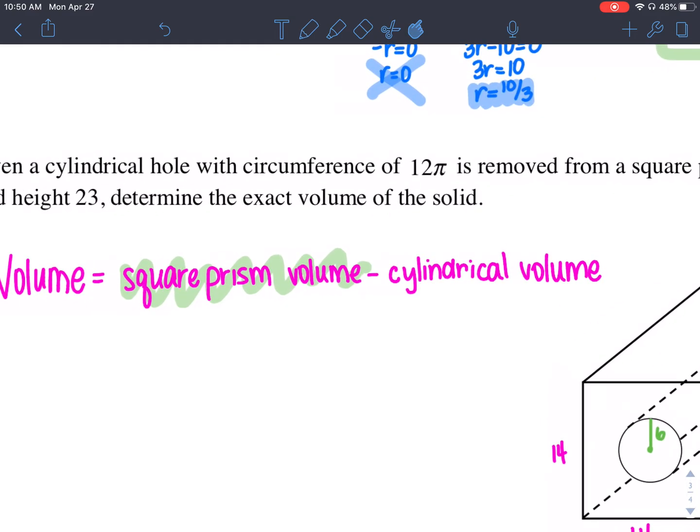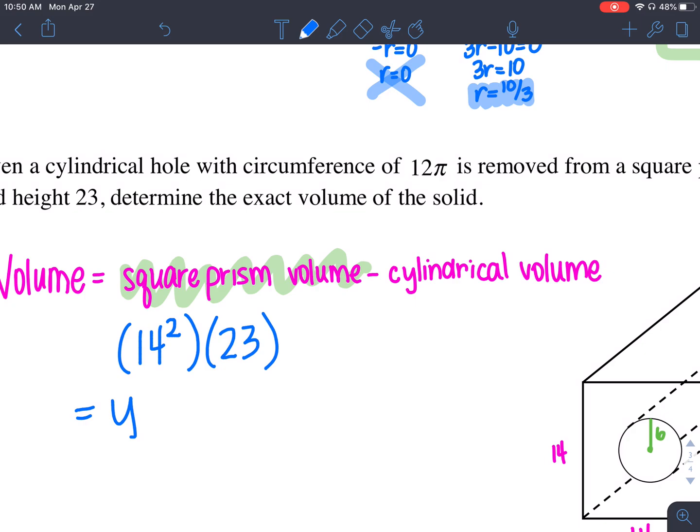To find that, I'm going to do the area of the base, which in this case is side squared, times my height. So 14 squared times 23 is 4,508.